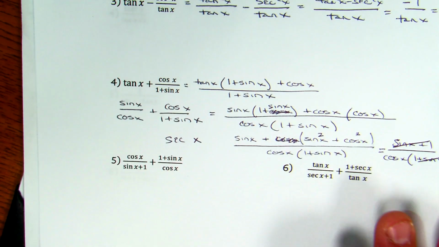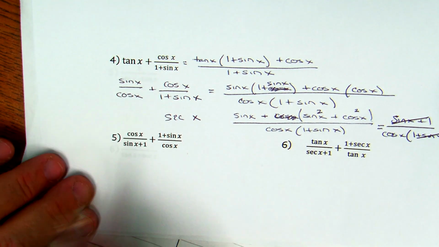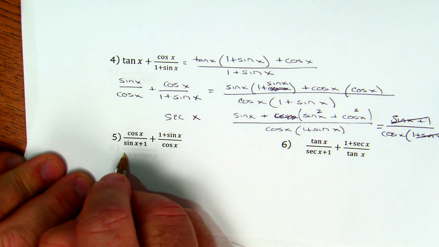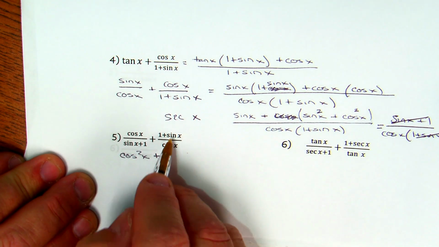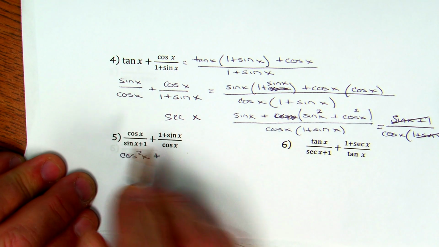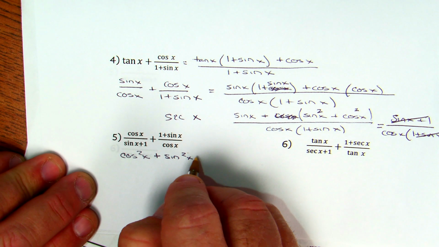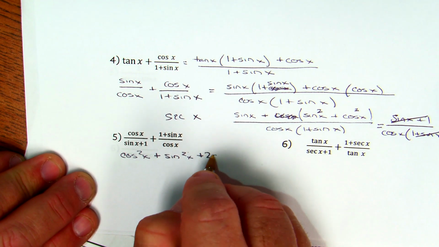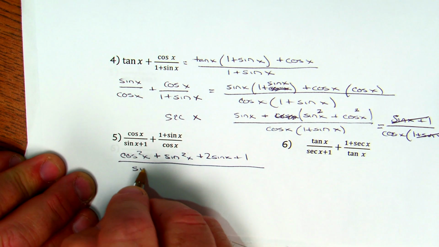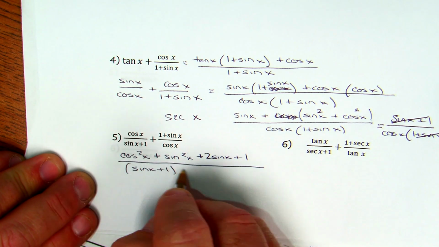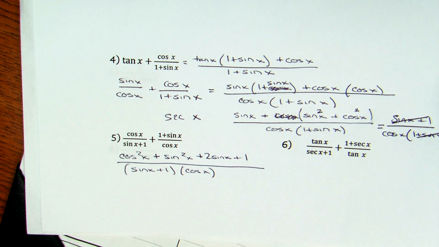When finding a common denominator, you can always get away with multiplying by the opposite denominator. So I can take cosine x times cosine x. That'll give me cosine squared x. Plus, now I'm going to multiply 1 plus sine x times sine x plus 1. Please don't forget that you have to FOIL it out and distribute when you multiply it through, all over sine x plus 1 times cosine x. Notice I am not distributing in my denominator.